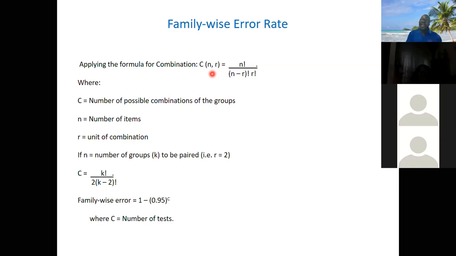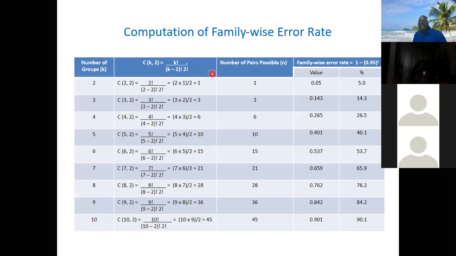Let's say it's 3 now. You have 3 groups: 1, 2, 3. 1 and 2, that is one way. 1 and 3, that is the second way. 2 and 3, that is the third way. So there are 3 ways you can pair 3 items or 3 groups, that is, you can arrange them 2, 2. There are 3 ways. If there are 4, there are 6 ways. Look at it here.